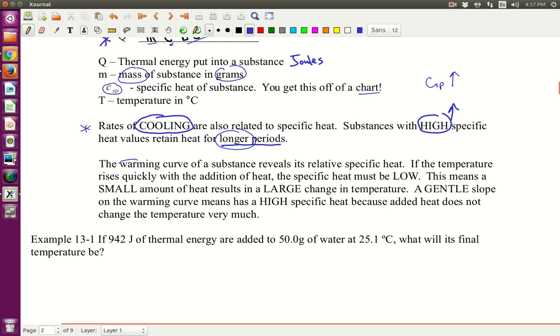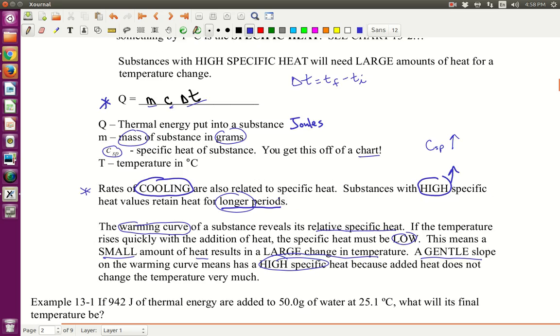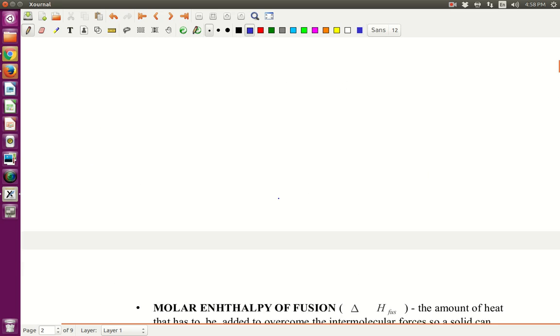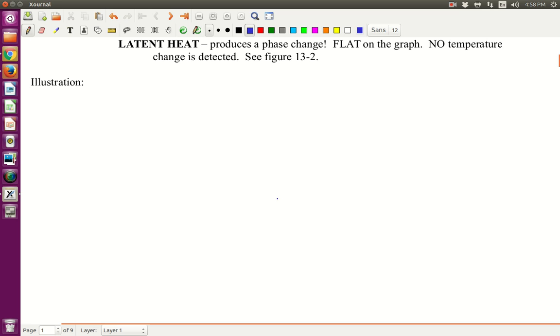And I'm going to draw a warming curve of some substances with high specific heat and some with low specific heat. It says if the temperature rises quickly with the addition of heat, then the specific heat has to be low. And it means a small amount of heat results in a large change in temperature. A gentle slope, which means a really easy to go up slope on a warming curve, means a high specific heat. So I'm going to draw a few pictures, and I think I'm going to use this space right up here where I had left a big old blank for the latent heat to draw these two warming curves. So first I'm going to draw one that has a high specific heat.